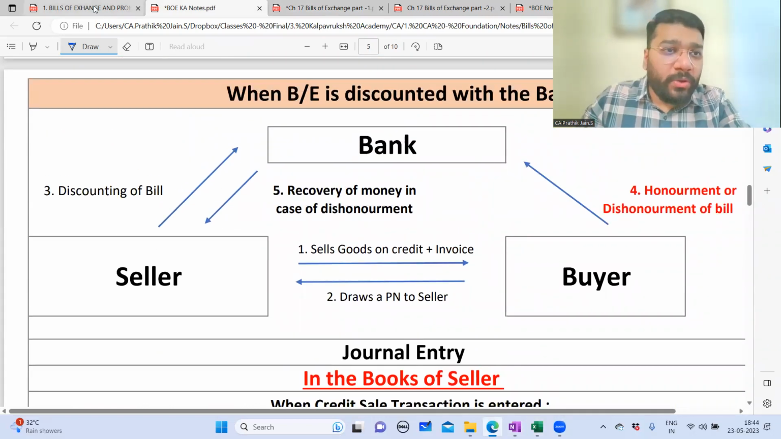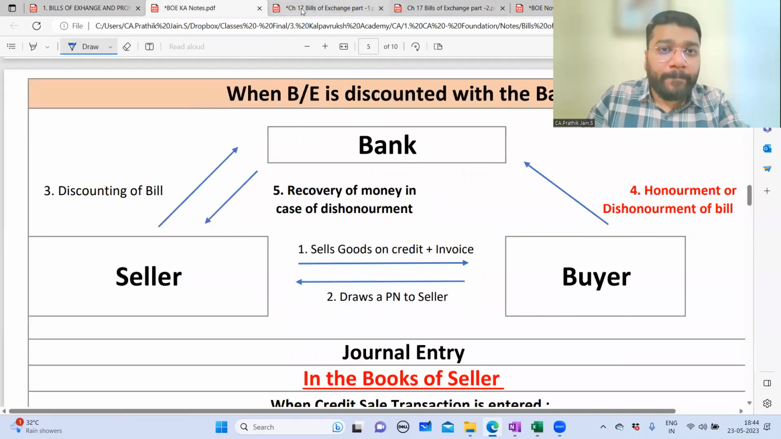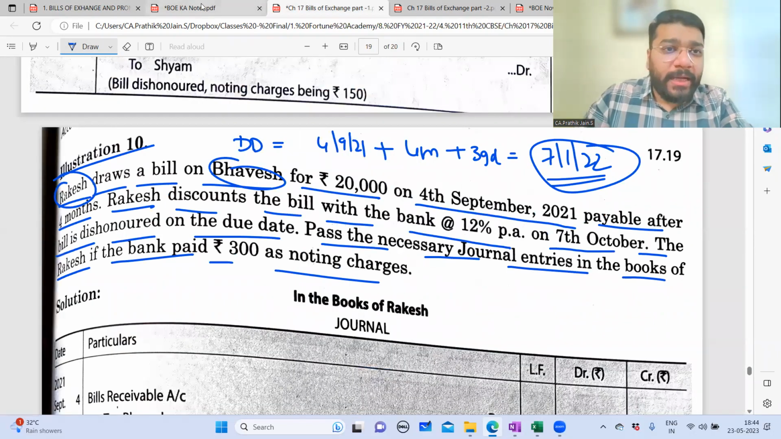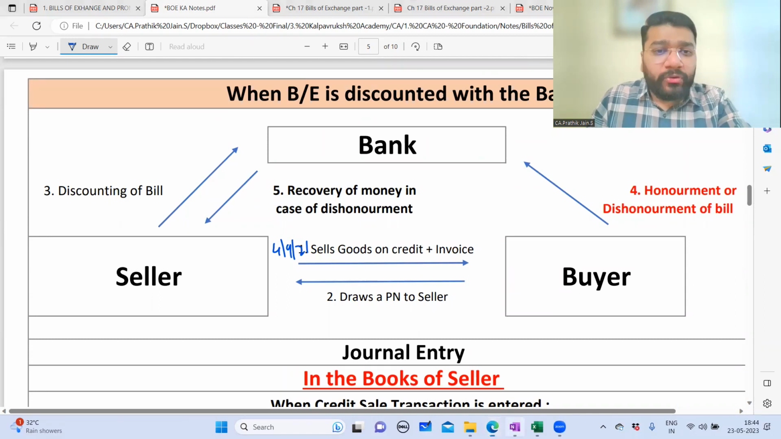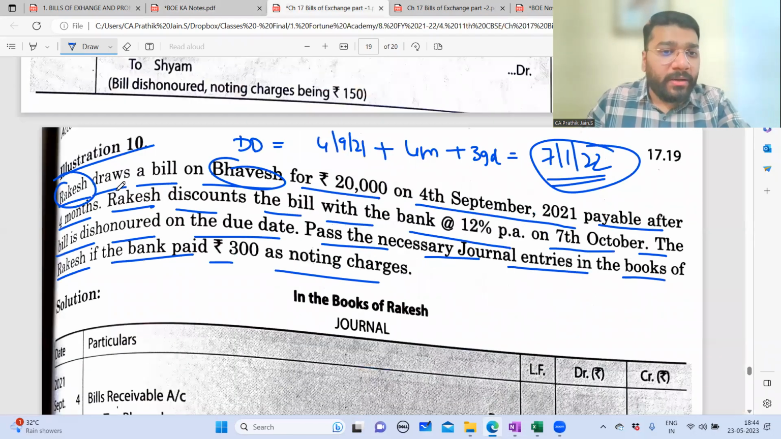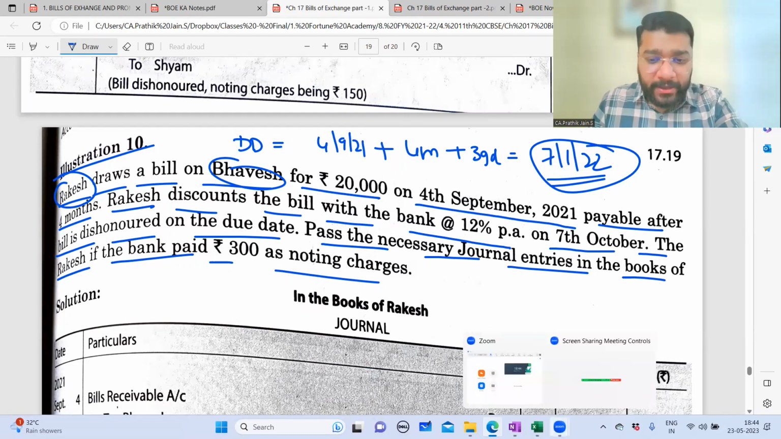So when the goods have been sold, on 4/9/21, the goods have been sold. So we have to record the journal entry in the books of both Rakesh and Bhavesh. So let's do it in the books of Rakesh first. Rakesh is the seller. Rakesh is drawing the bill. Rakesh is seller, Bhavesh is buyer. So in books of Rakesh.